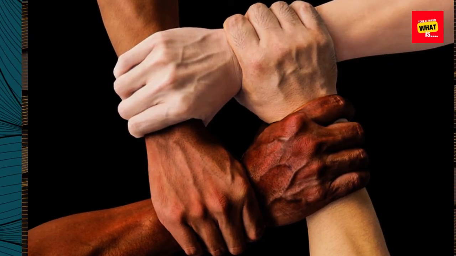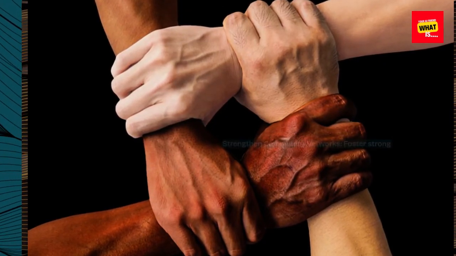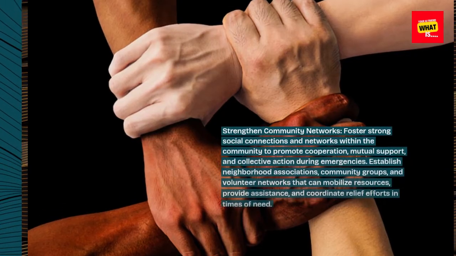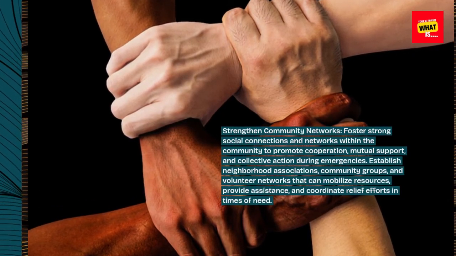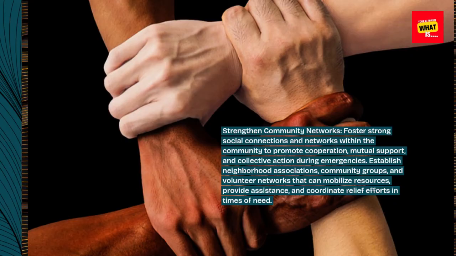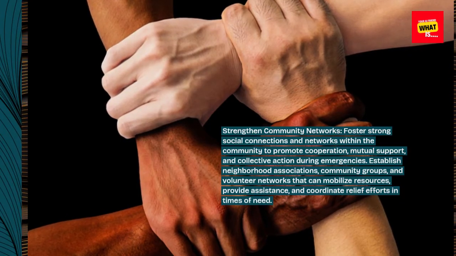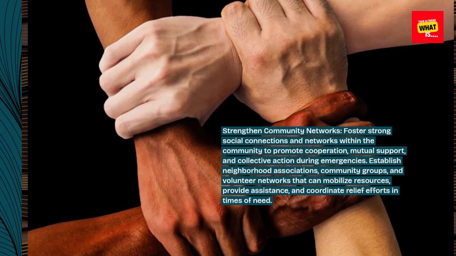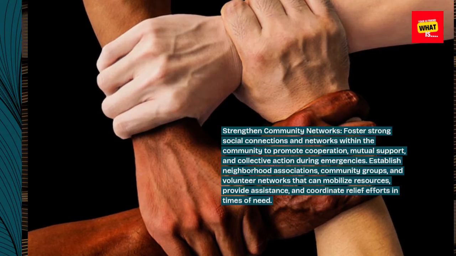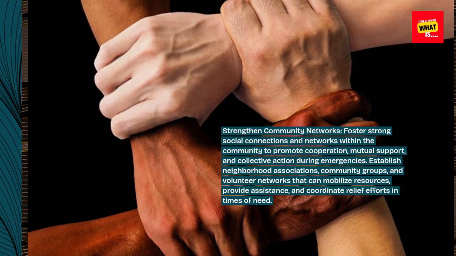Strengthen community networks. Foster strong social connections and networks within the community to promote cooperation, mutual support, and collective action during emergencies. Establish neighborhood associations, community groups, and volunteer networks that can mobilize resources, provide assistance, and coordinate relief efforts in times of need.